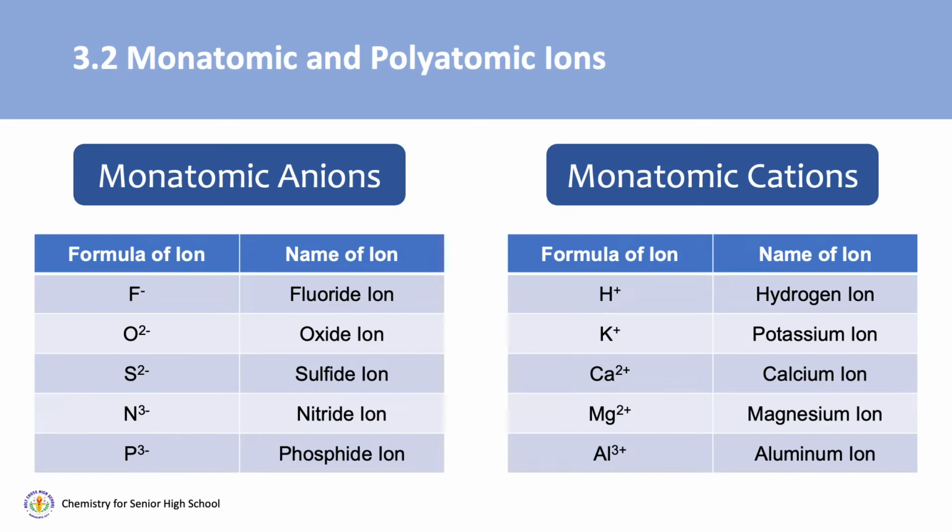We have F- or fluoride ion, O2- or oxide ion, S2- sulfide ion, N3- nitride ion, and lastly P3- or phosphide ion. Moving on to the cations, first we have H+ or hydrogen ion, K+ or potassium ion, Ca2+ or calcium ion, Mg2+ magnesium ion, and finally Al3+ or aluminum ion.